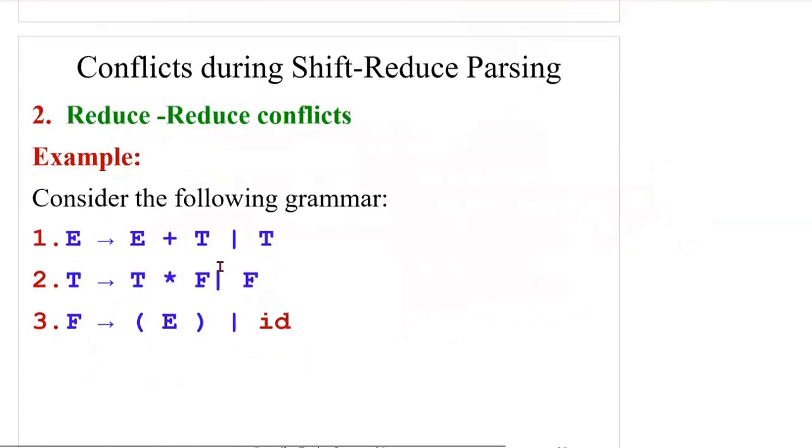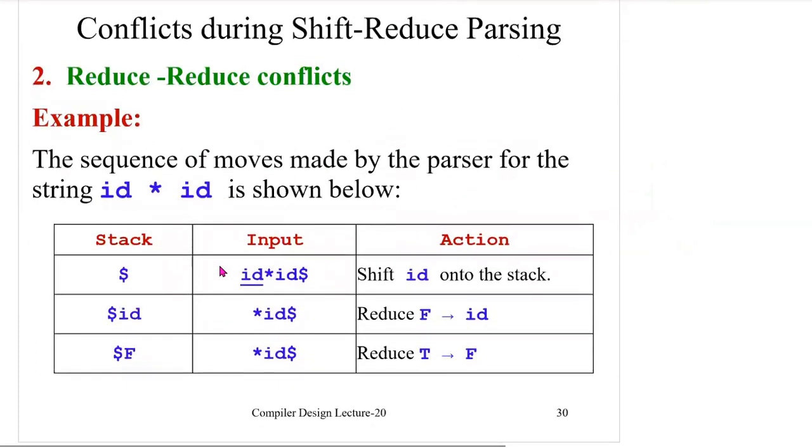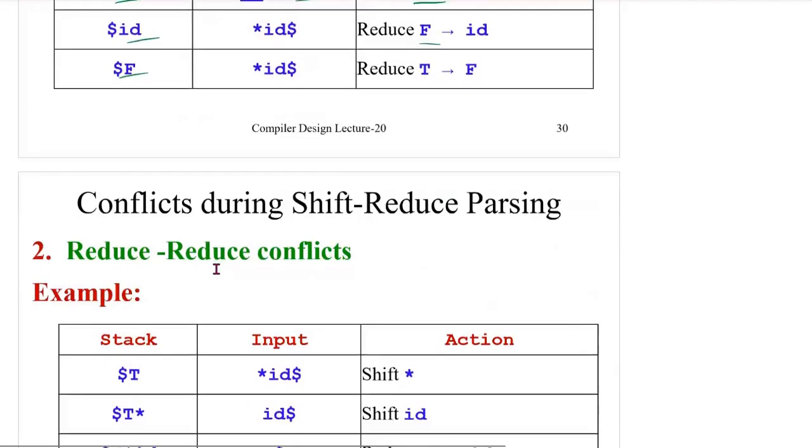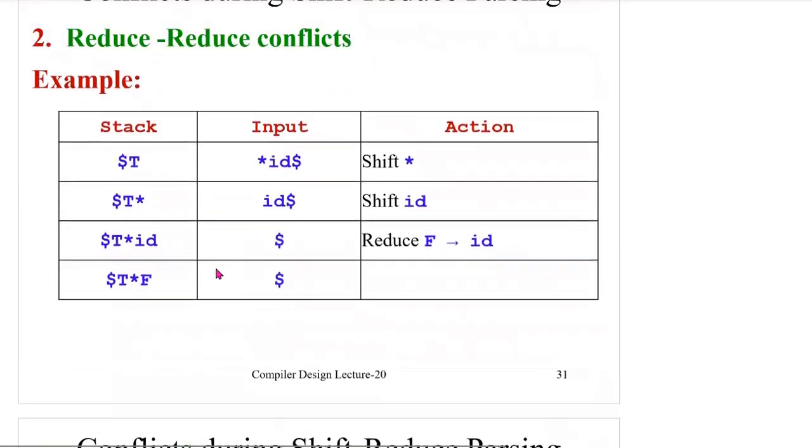Now let us see an example. The same grammar: E derives E plus T or T, T derives T into F or F, F derives E within parentheses or id. Now let us see the sequence of moves made by the parser for the string id into id, shown below. First the stack is empty dollar, the input is id into id ended with dollar. First shift id as usual, then reduce id by F. Then reduce F by T. Now what you get is T into id, then id is again reduced. Here T into F dollar.